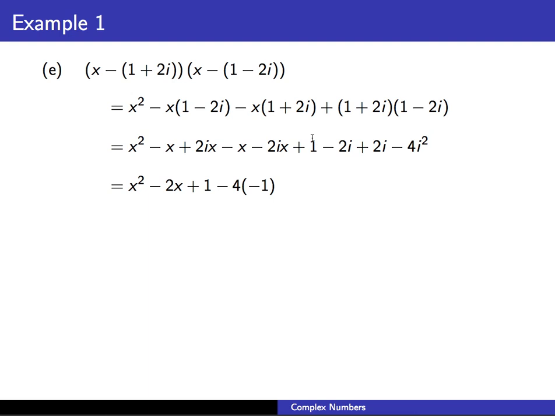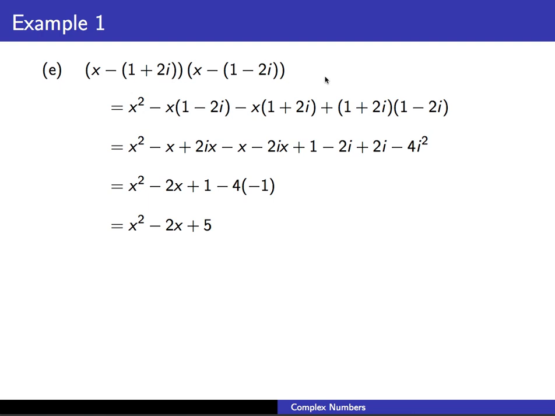So we have this plus 1 we can bring down, and then minus 4i squared is minus 4 times i squared is negative 1. And this will give us x squared minus 2x plus 1, and then plus 4. Negative 1 times negative 4 is plus 4. So 1 plus 4 is 5.